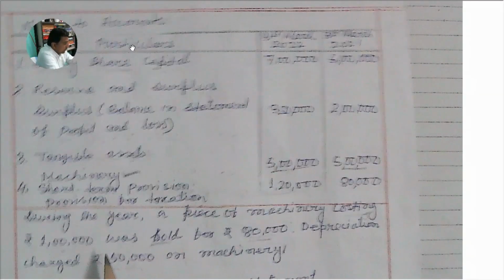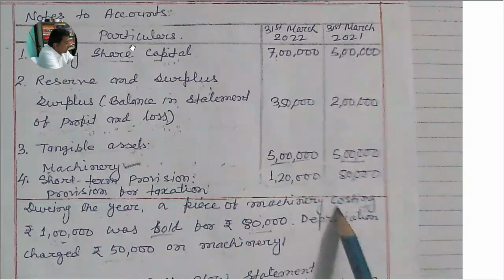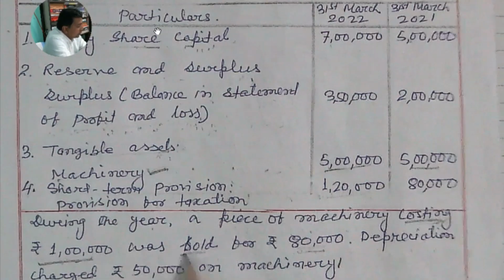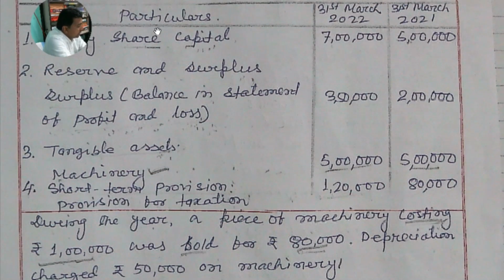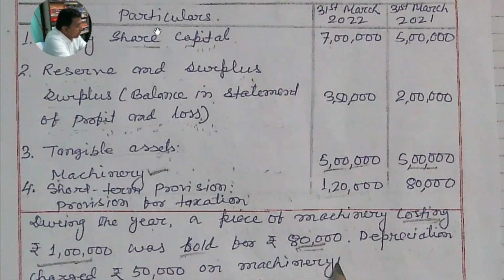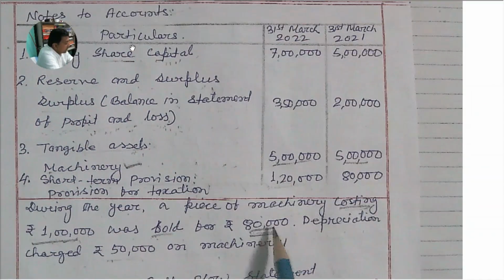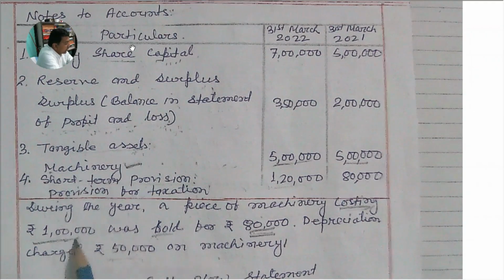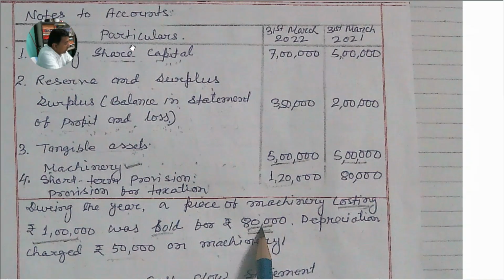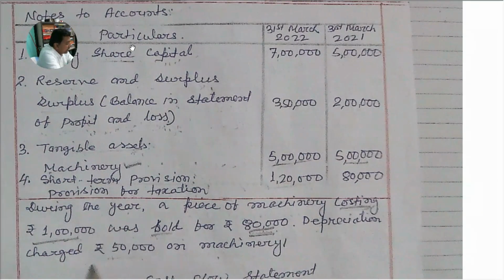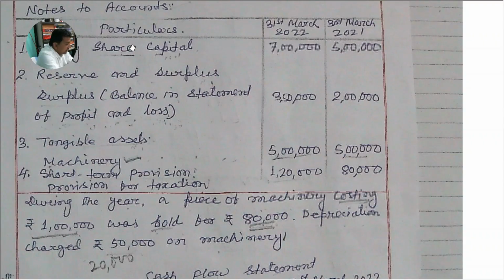Now, one more adjustment is there. During the year, a piece of machinery costing rupees 1 lakh was sold for rupees 80,000. Depreciation charge rupees 50,000 on machinery. So here the machinery costing rupees 1 lakh was sold for rupees 80,000. So there is a loss on sale of machinery of rupees 20,000, that is 1 lakh minus 80,000.